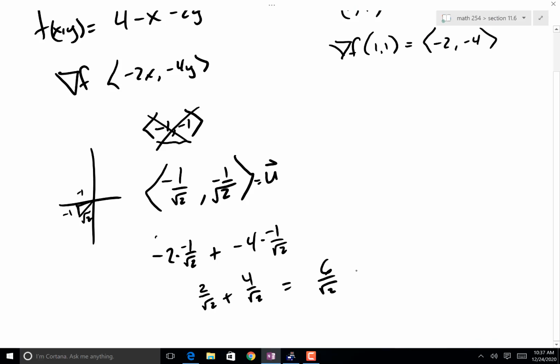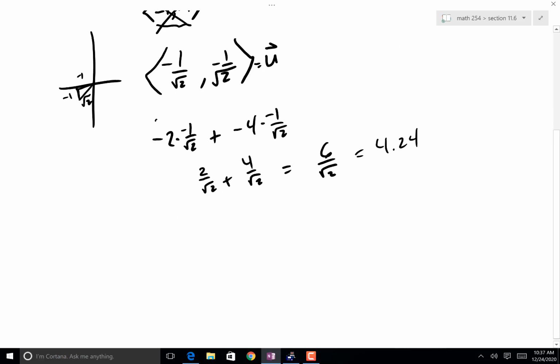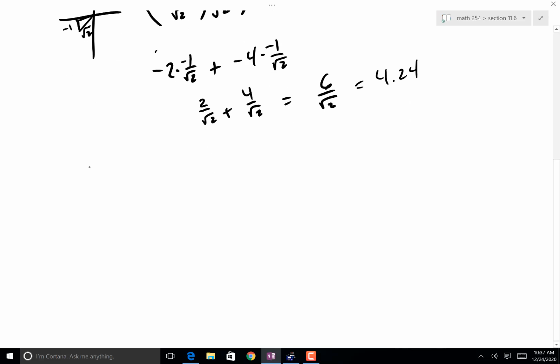About 4.24. So for every 1 unit in the xy plane you move, you will be going up 4.24 units in the z direction, in elevation. And I'm like, that's great. Do another one. Okay, cool.